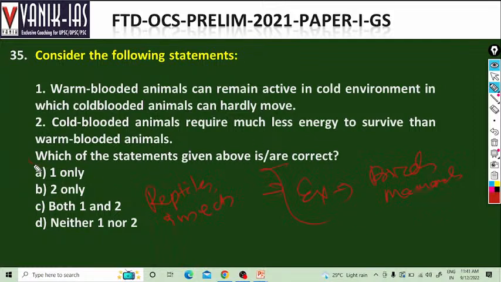Okay. So here only one option is the right answer. Sorry, it is correct, yes, the first is right.